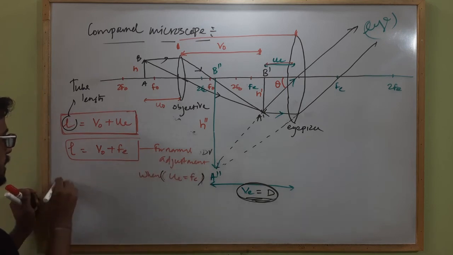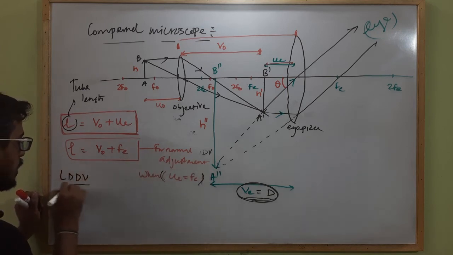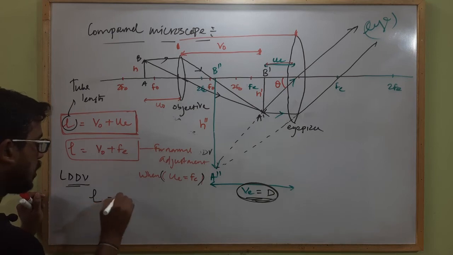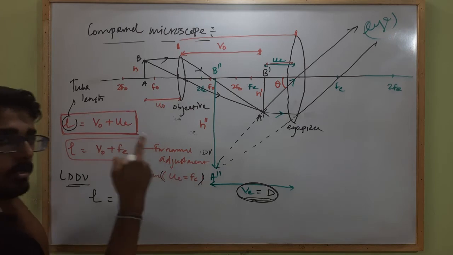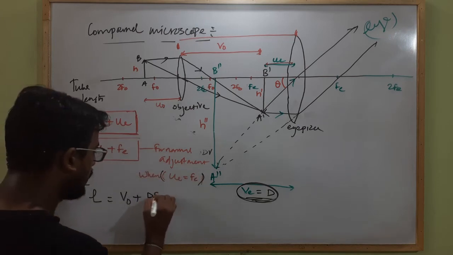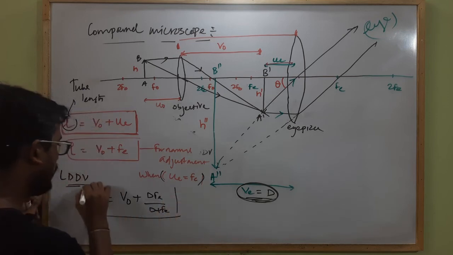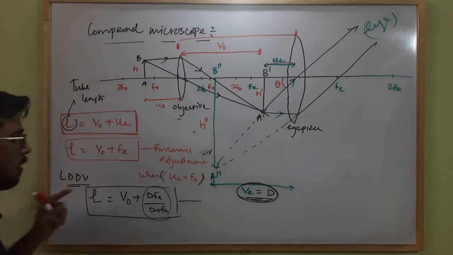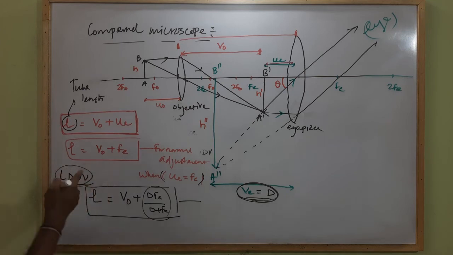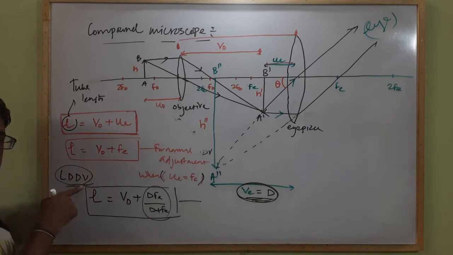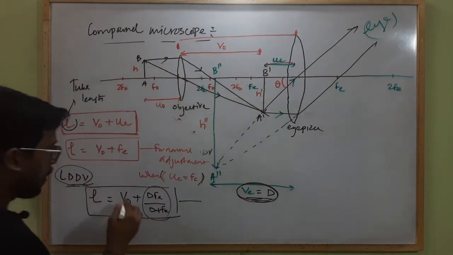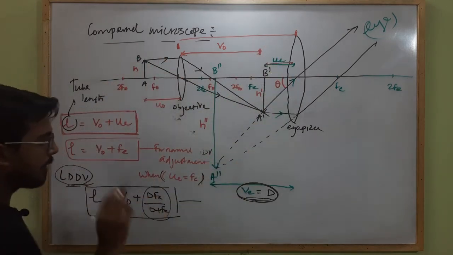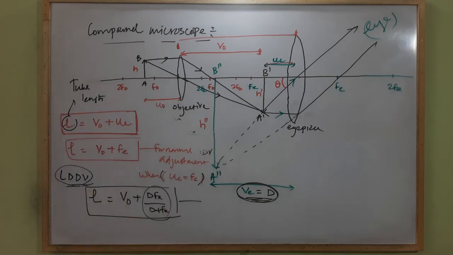Similarly, for least distance of distinct vision, what is the value of tube length? The tube length L equals V naught plus, in place of UE, what is the value of UE for least distance of distinct vision? It is D into FE divided by D plus FE. This will be the value of UE in case of least distance of distinct vision. So when the image is formed at the least distance of distinct vision, the tube length will be V naught plus D into FE divided by D plus FE. This will be the value of tube length.